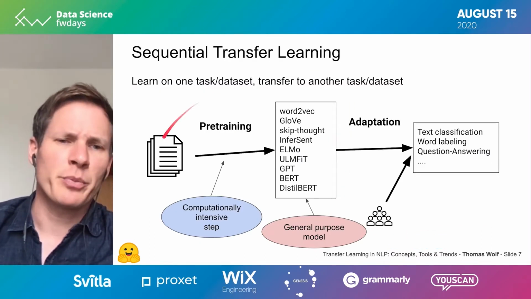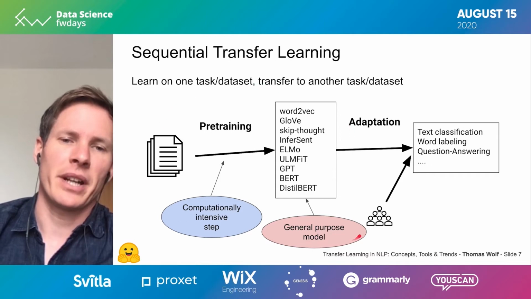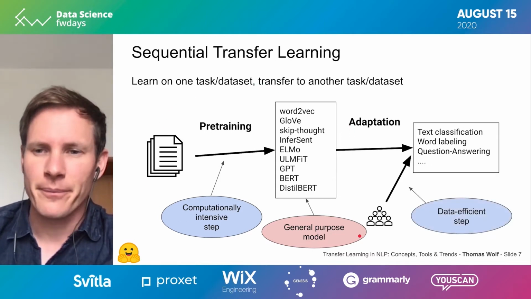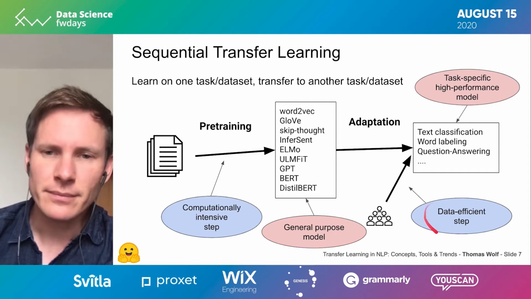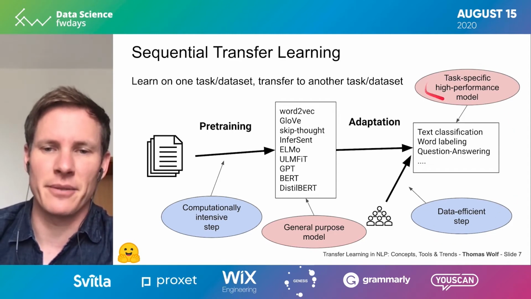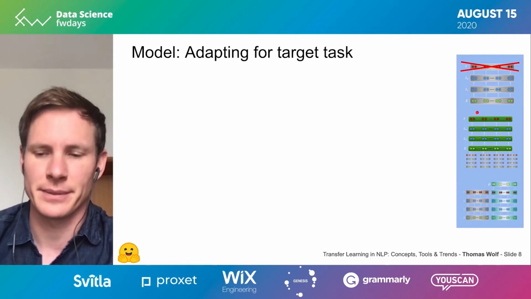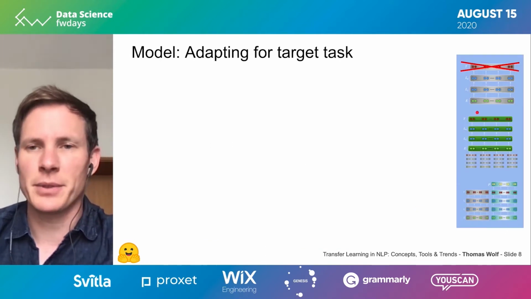Okay, so this was pre-training. This is basically how we pre-train, and now we want to adapt our model. So it's pretty simple. As I told you, this is a very data efficient step, and it also gives you high performance. So how do you adapt your model for your target task?